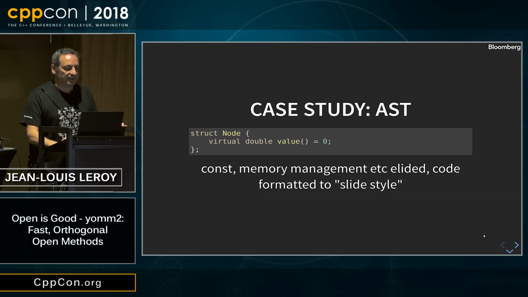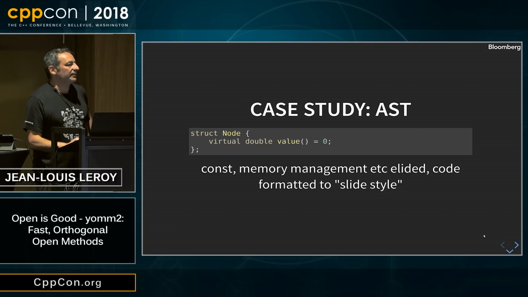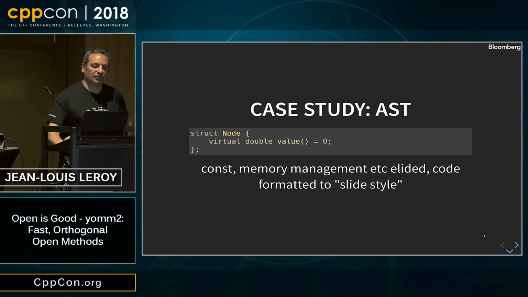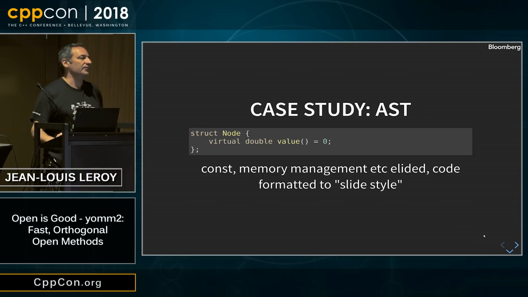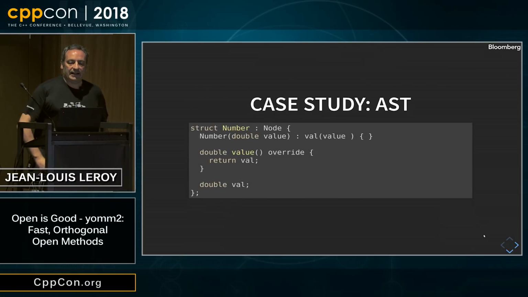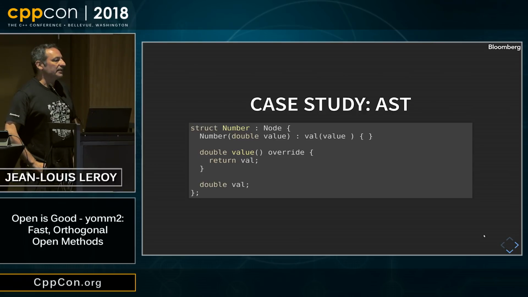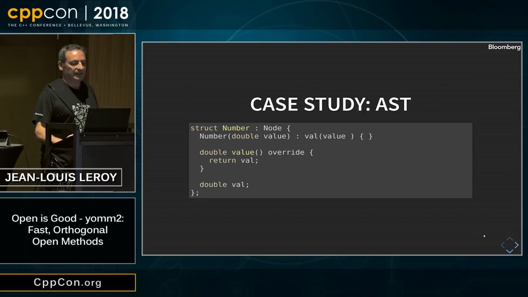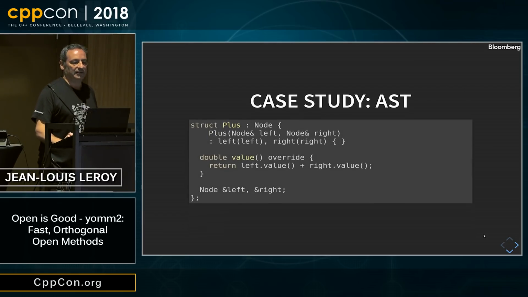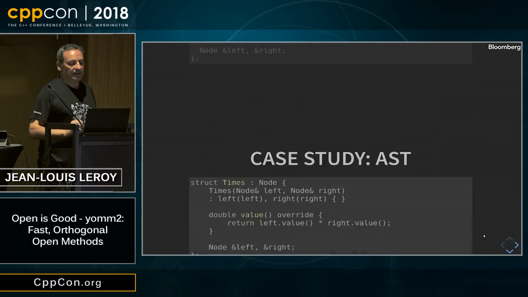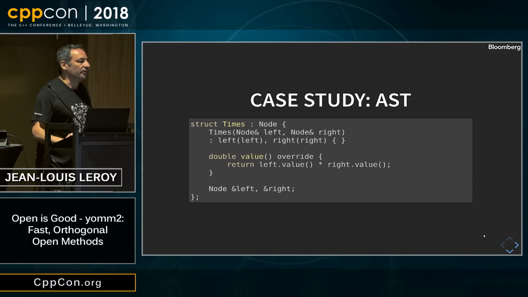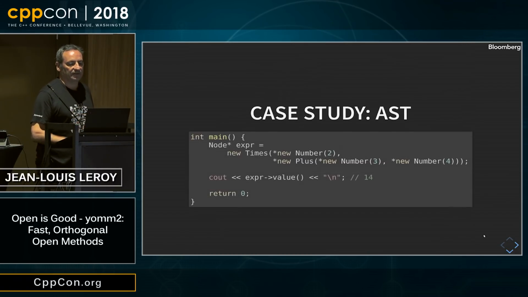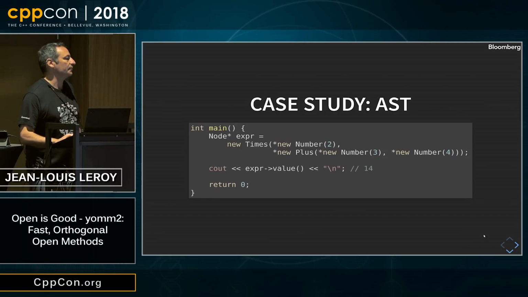So typically, you can write an abstract class node that has a pure virtual function value that returns the value of the node, and you derive several concrete classes from the node class and override the value function. Here's number, which simply returns the value that is stored in a number. And you have plus, times, and so on and so forth. This is a very, very common design, very reasonable.